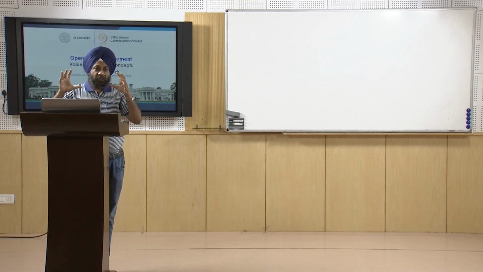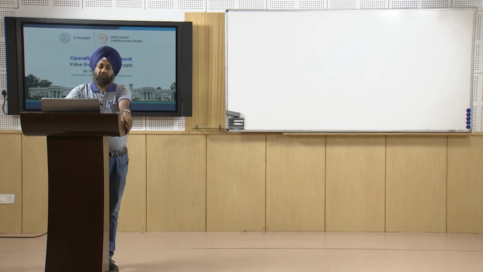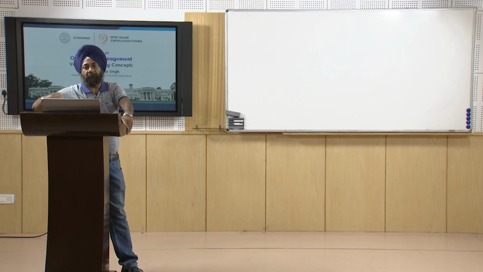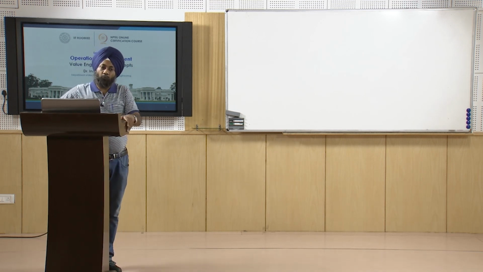Now I think with this background, let us go through one or two definitions of value engineering. What is value engineering? On your screen you can see an organized study of functions. Now all of you know function. I have told the function of this wristwatch can be show time. The function of this tube light can be illuminate room. The function of a glass can be store water. So you can see products around you and you can identify the function of the product.